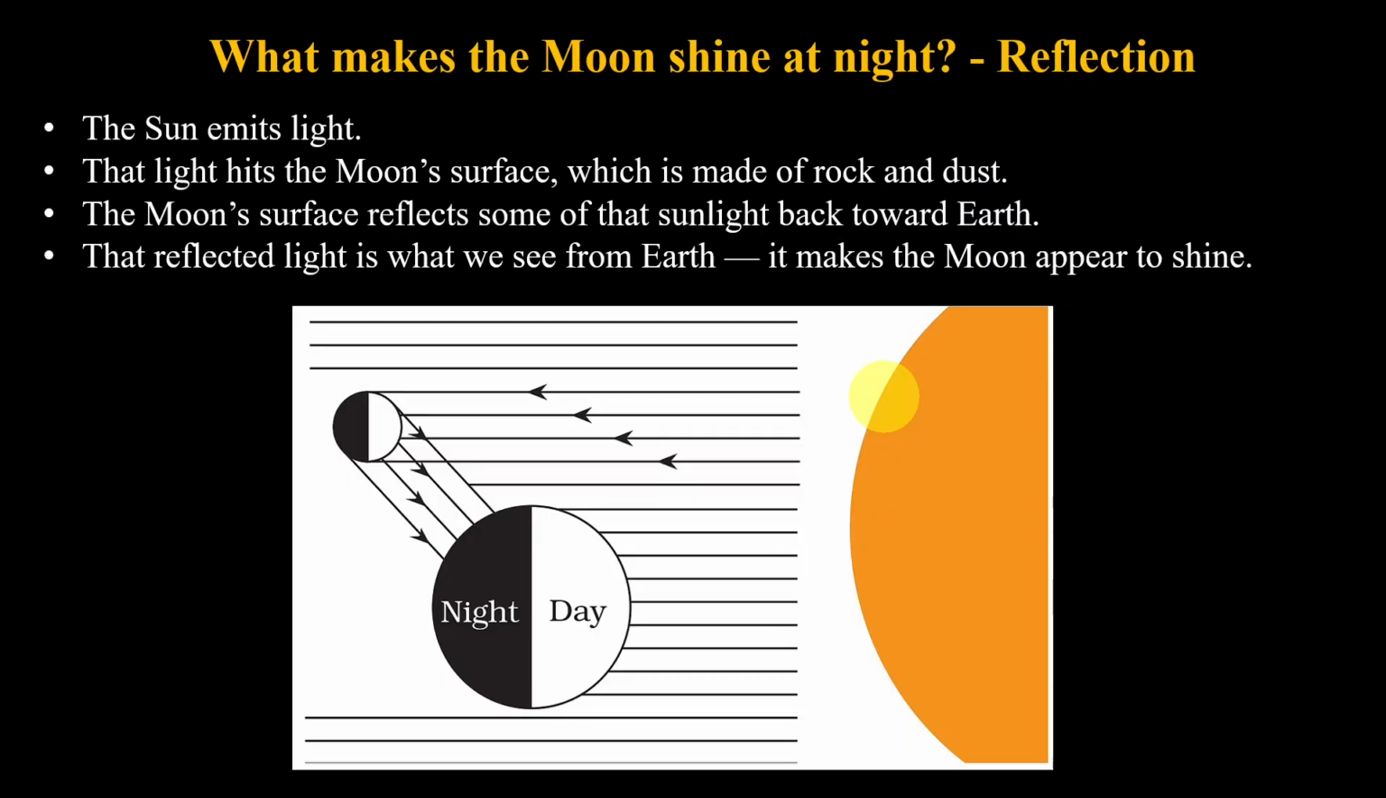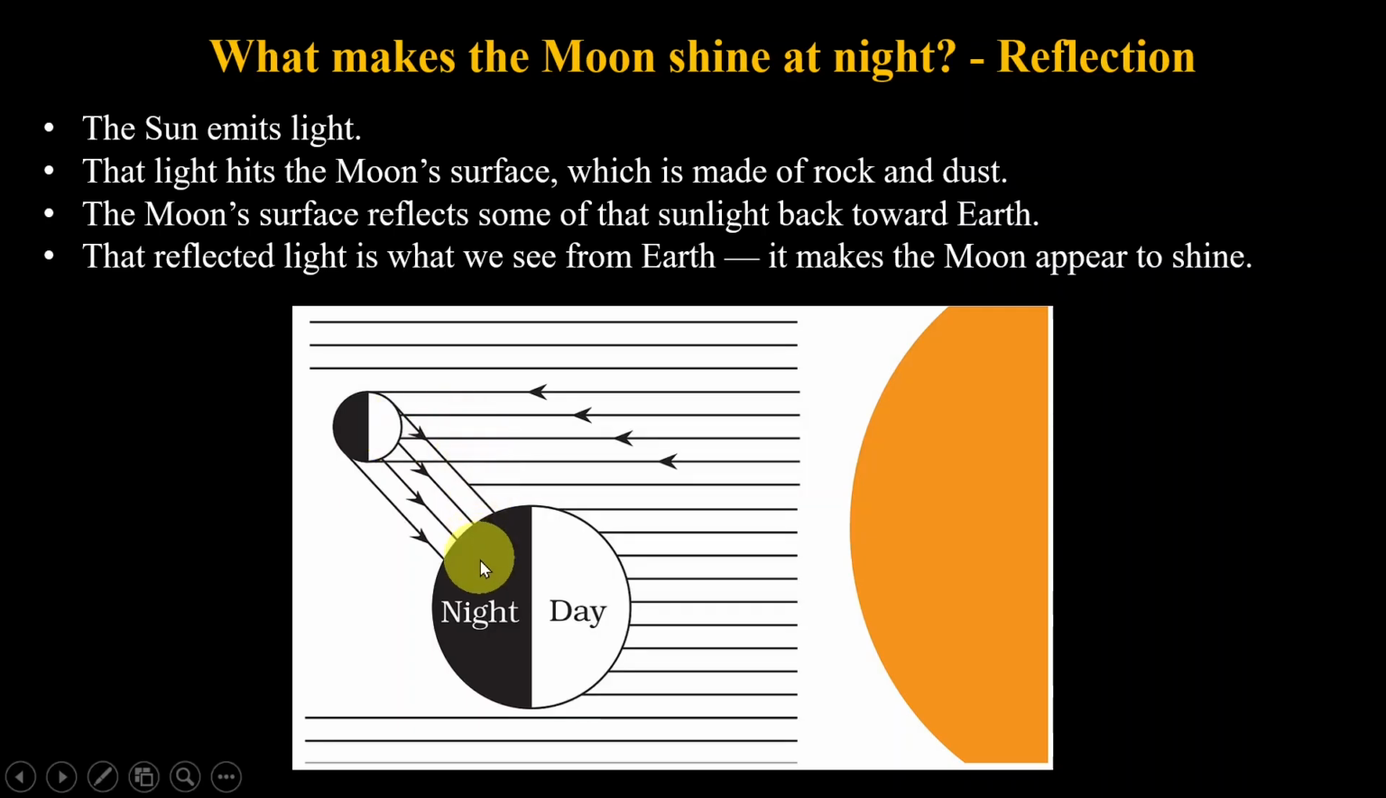No. Here is the sun. Here is Earth. You can see the day. The side facing the sun is the day, while the side facing away is the night. And here is the moon. The sun emits light. You can see the parallel light in all directions. And because the moon is there, it hits the moon's surface and the light is reflected.